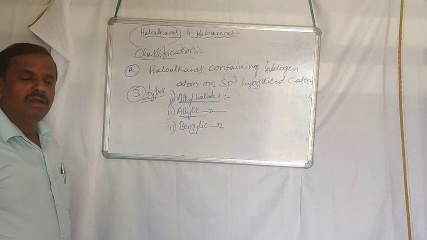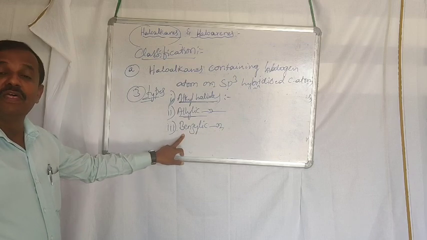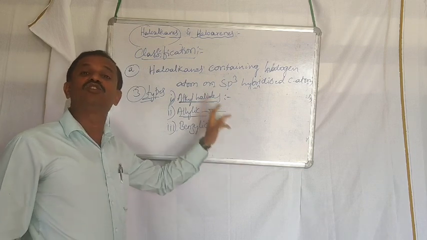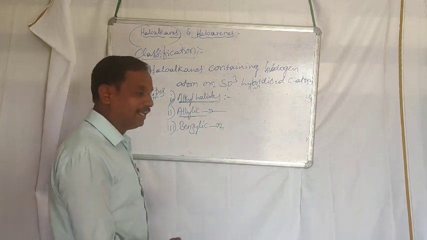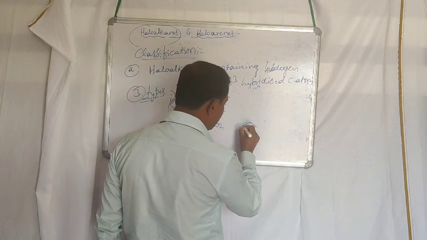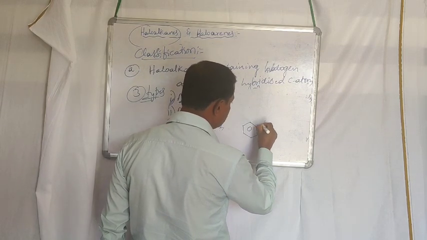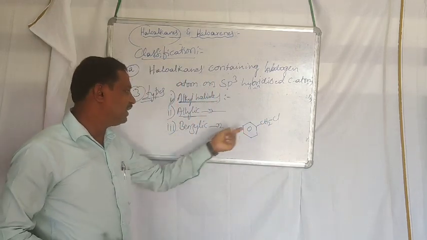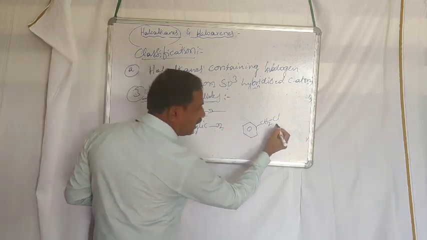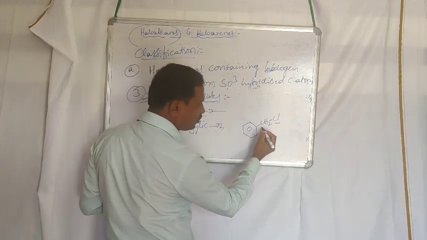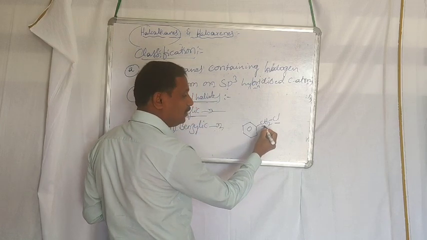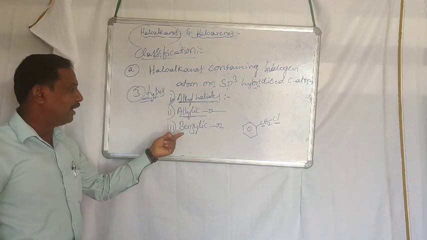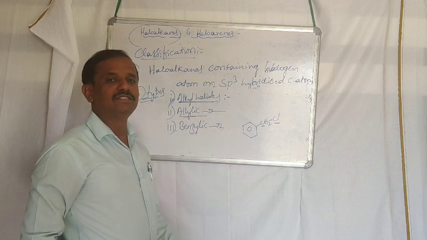These are the compounds in which the halogen atom is attached to an sp3 hybridized carbon atom adjacent to an aromatic ring. Example, you take benzyl chloride. Benzyl chloride is an example of benzylic halides, because the chlorine atom is attached to an sp3 hybridized carbon atom. That carbon atom is adjacent to the aromatic ring. Hence it is called a benzylic halide.